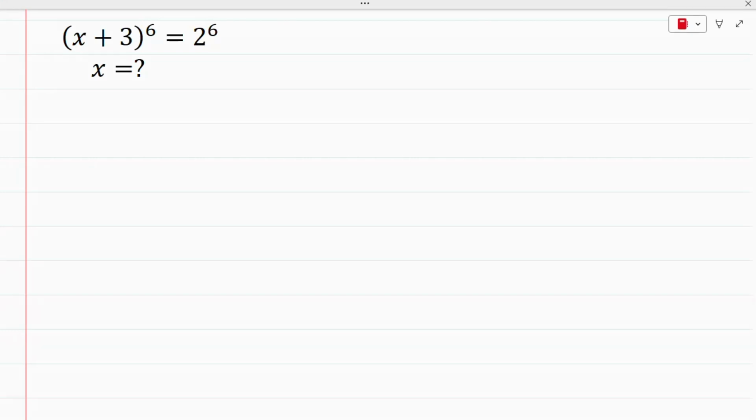So right you guys, we have this nice algebra math problem and we are to find the value of x. Alright guys, now there are two ways that you can solve this question right here. Now the first way is by simply taking out the sixth roots of both sides.